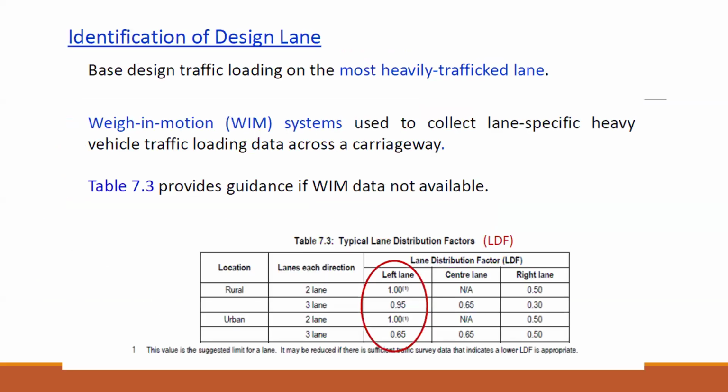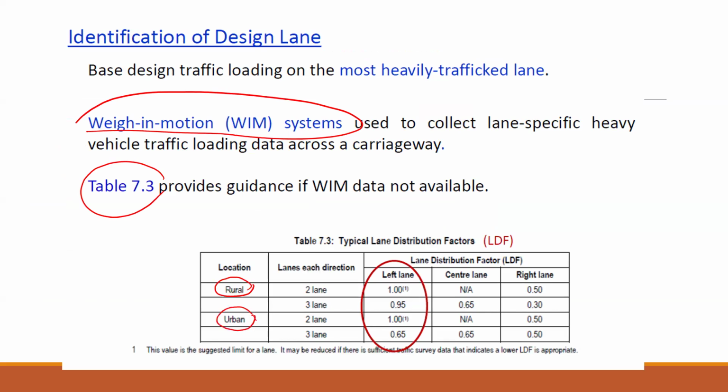In Austroads, if we don't have weigh-in-motion data, we use Table 7.3 and we find it depending on whether we are designing for a rural road or an urban road. In our case, what kind of road are we designing, rural or urban? Urban, yes. And how many lanes? 2 lanes. And we are designing for the most heavily trafficked lane. Most heavy vehicles go in the left lane, and when overtaking they take the right lane. So we have to take the lane distribution factor as 1.